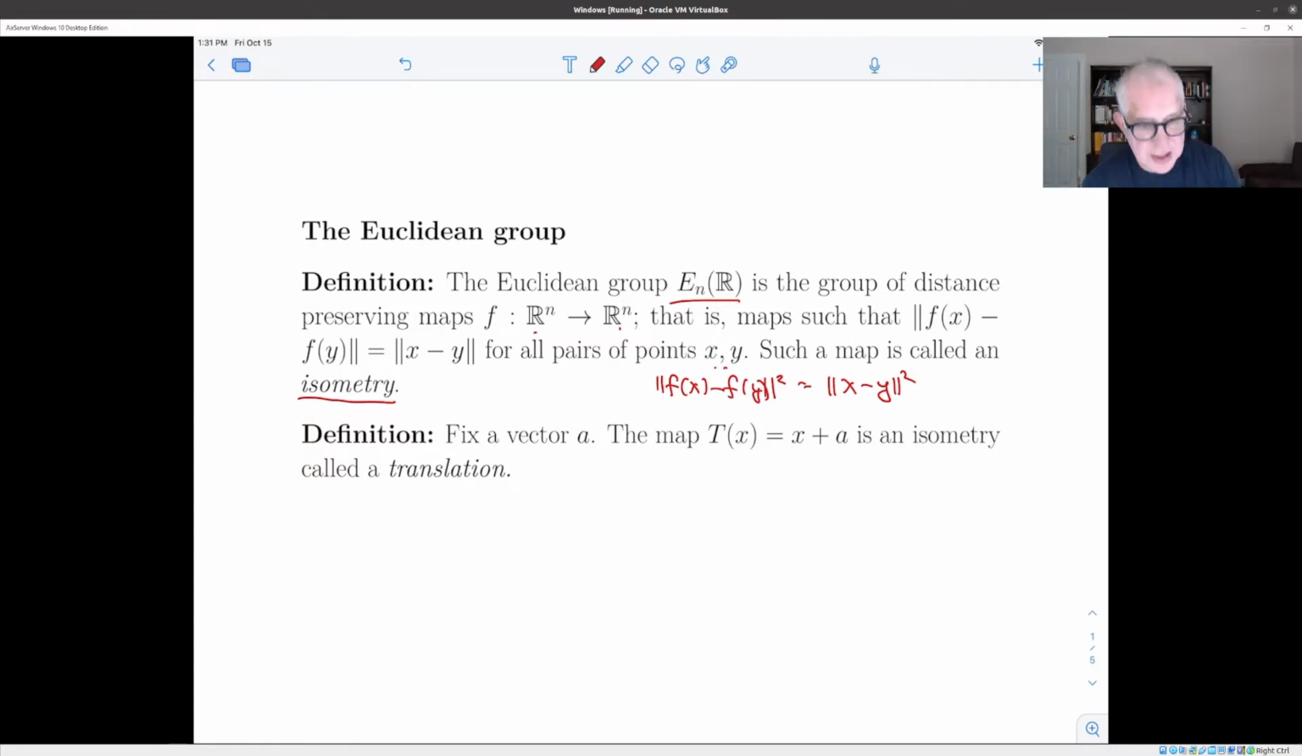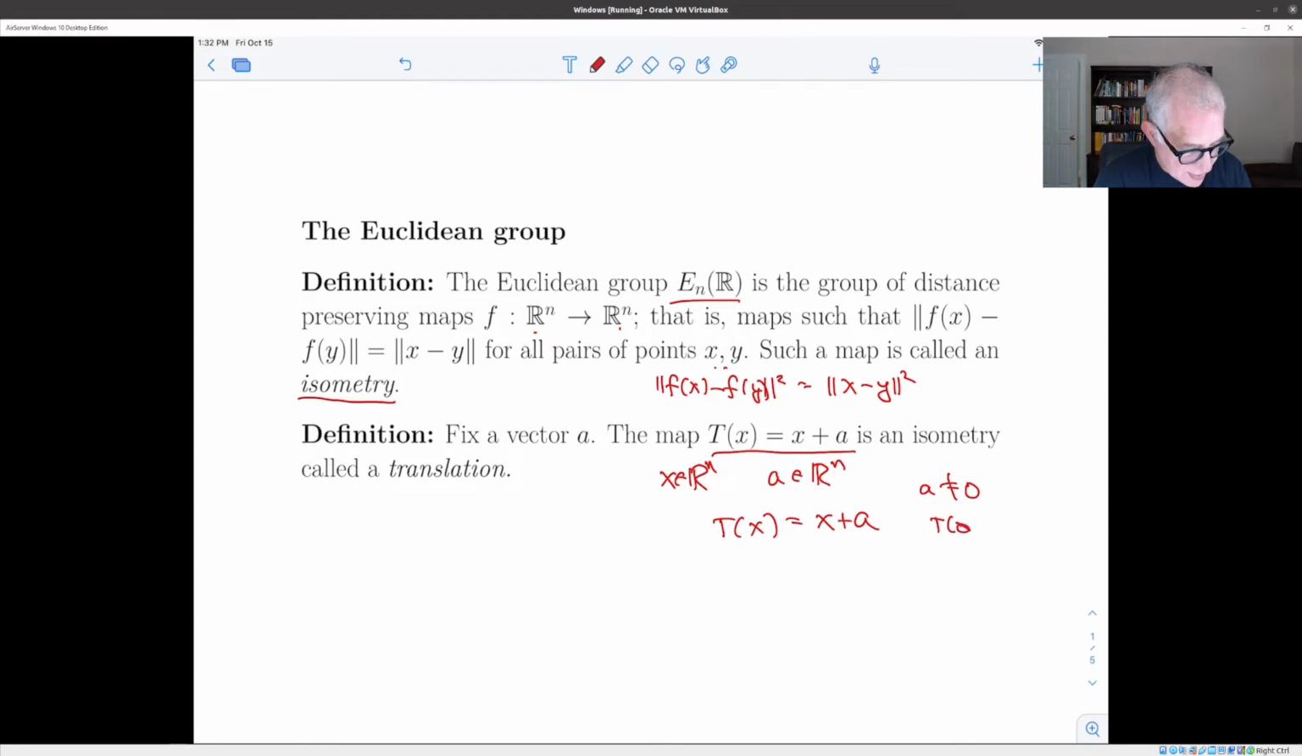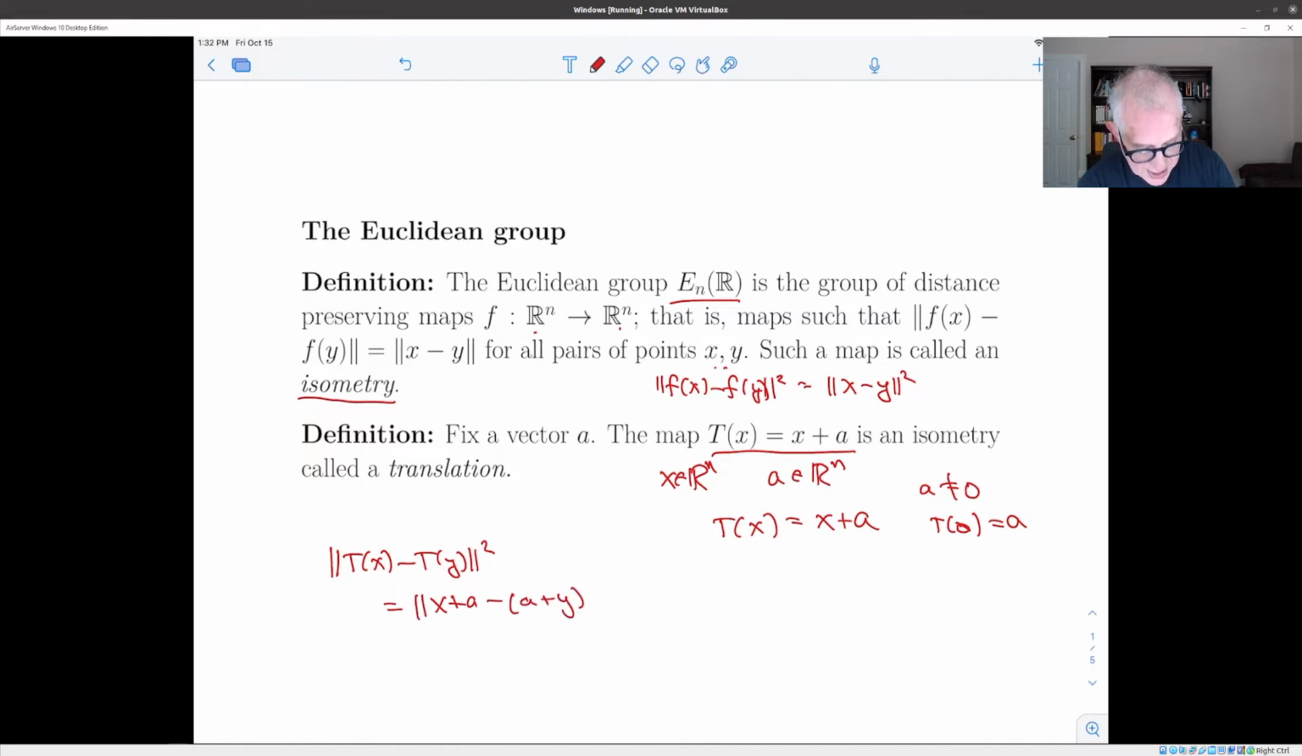And more generally, for a translation you have x in R^n, and you add a fixed vector a in R^n to every x, and that's your transformation. And that's not linear because, in particular, if a is not 0, then T(0) is a. And if it was linear, T(0) would have to be 0. So that's a natural kind of map to consider. And of course, I think you can see why it preserves distance, because the distance from T(x) to T(y) is x plus a minus y plus a, and then the a's just cancel. And so it preserves distances.